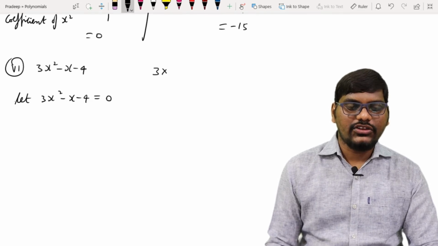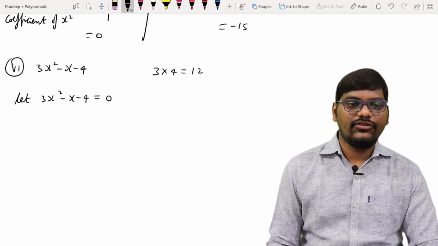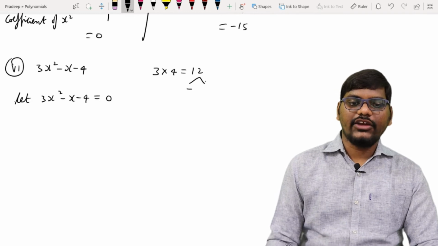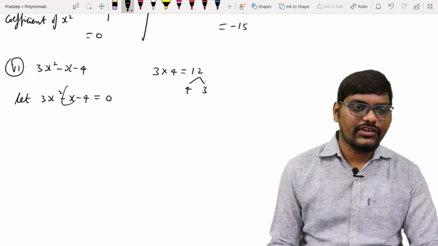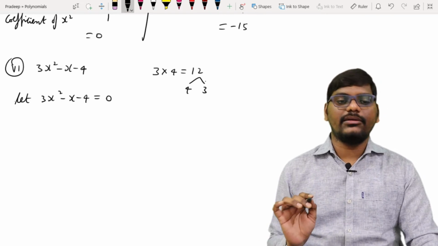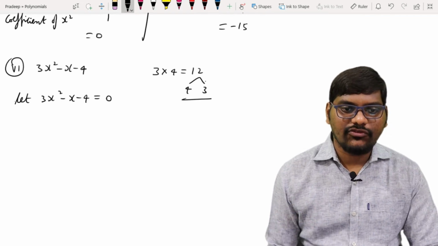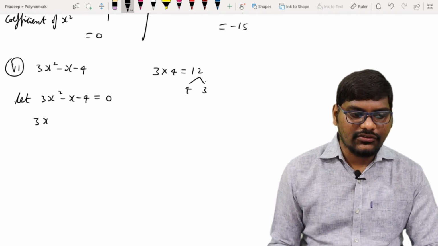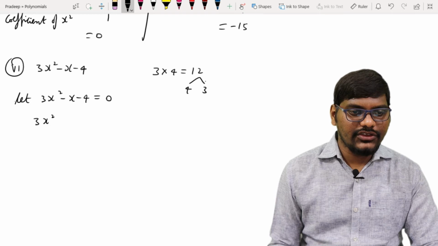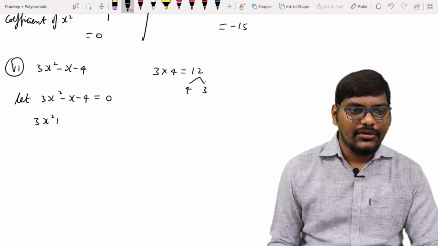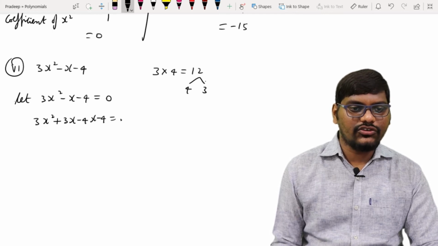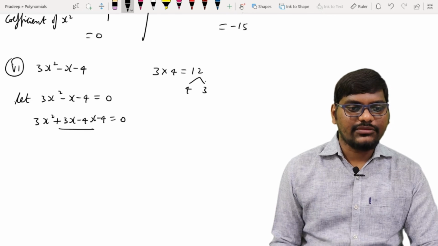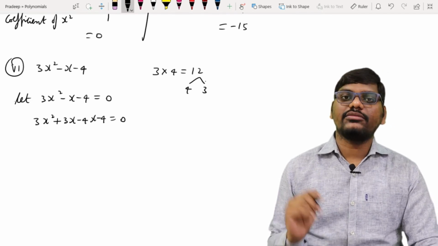So I can write 3 4s are 12. 12, in the sense I can write 4 3s are 12, where it is satisfying the middle term. The middle term is only 1. So I can write here minus 4 plus 3, in the sense we will be getting the value as 1. So I can write here 3x square, and I am just writing plus 3x minus 4x minus 4 equal to 0 as the equation. Plus 3x minus 4x again gives minus x.